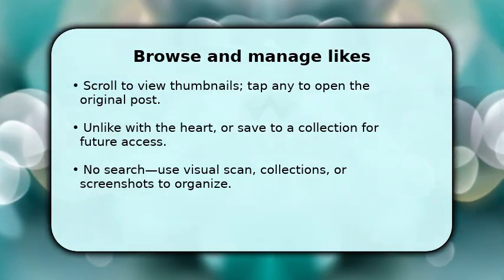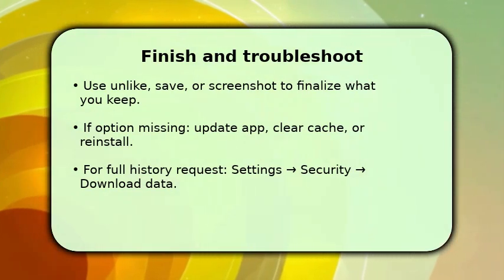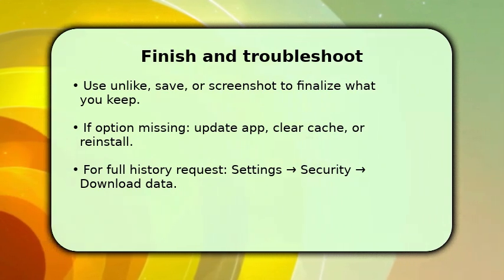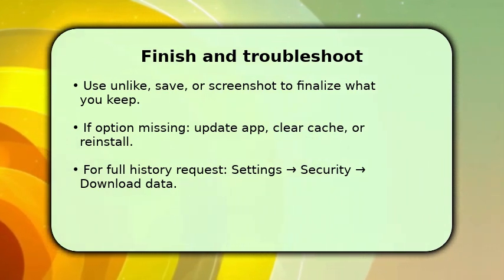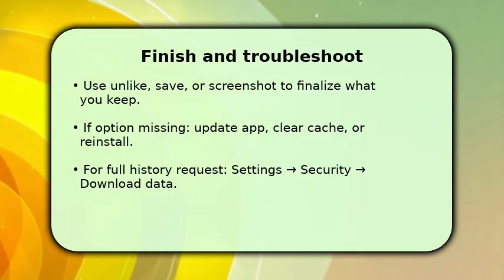To finish, unlike unwanted items, save ones you want to keep or screenshot for offline records, then exit. If you don't see posts you've liked, make sure your app is updated, clear the app cache, or reinstall the app. This resolves most UI changes.